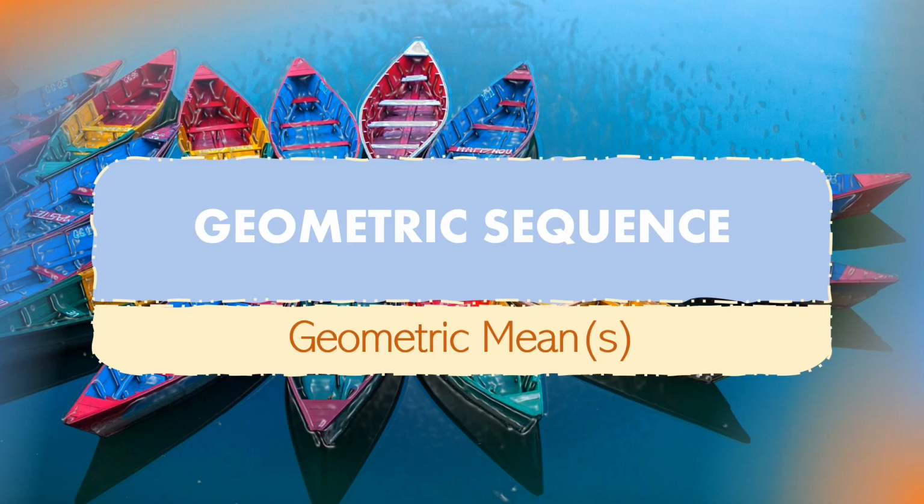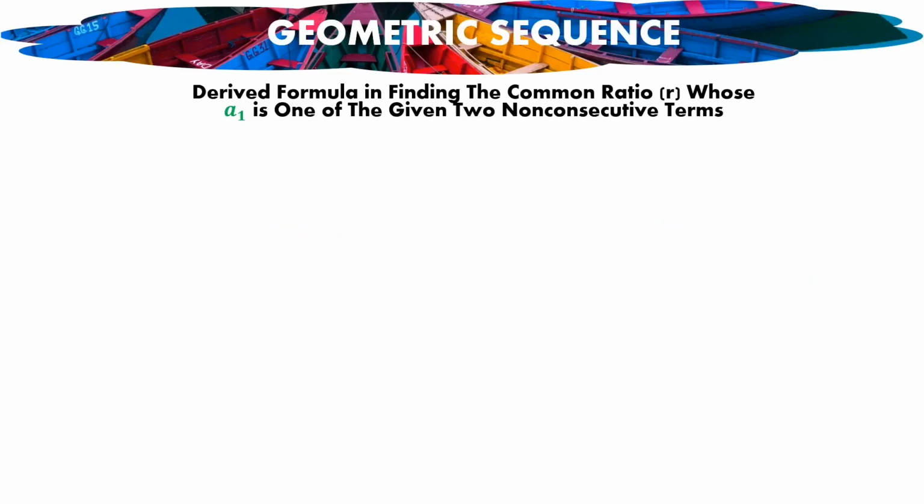Hi everyone, this video is about geometric sequence focusing on finding geometric means. Let me show you how to derive the formula in finding the common ratio r whose a sub 1 is one of the given two non-consecutive terms.